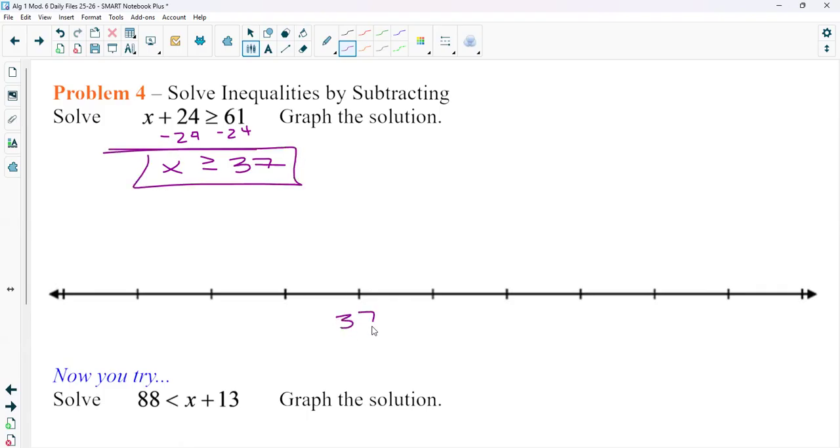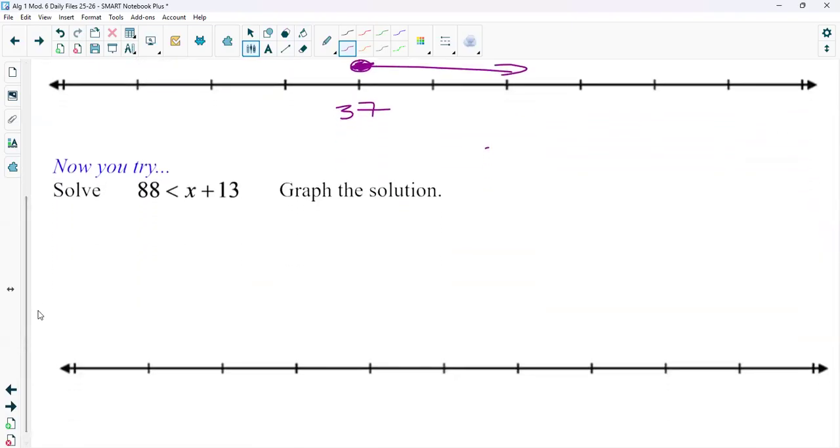Let's go and plot 37 there. We've got a closed circle, or one that's filled in, because of that equal sign there. And then we're going to go to the right because we are greater than as our inequality. You can go ahead and give this next one a go if you would like.